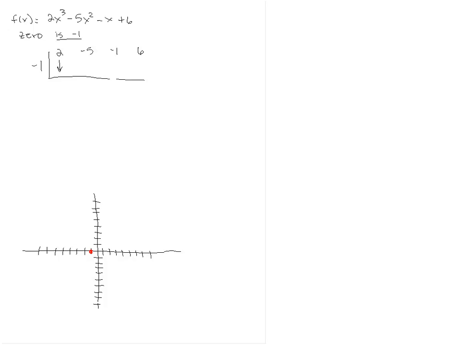Okay, bring down the 2. -1 times 2 is -2. Combine, you get -7. -1 times -7 is +7. Combine, you get 6. -1 times 6 is -6. We knew that was going to happen. So I have 2x squared minus 7x plus 6. So I have x plus 1, which gives me the -1, times 2x squared minus 7x plus 6. I need to factor this further to get the other zeros.